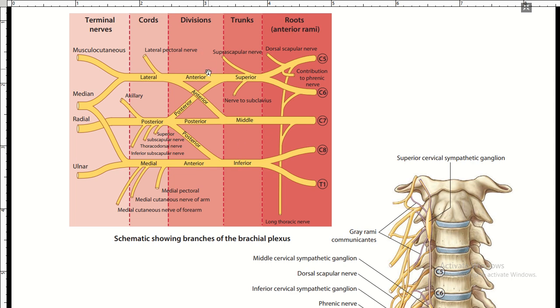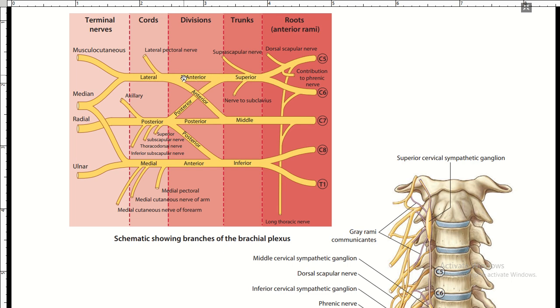Let's go to the divisions. So each trunk is going to have an anterior and a posterior division. Take note of this. These divisions, they don't give any nerve. There are going to be 6 divisions, and they are not going to give any branch of a nerve. The divisions, the trunks, and the roots lie in the posterior triangle of the root of the neck. You understand? Good.